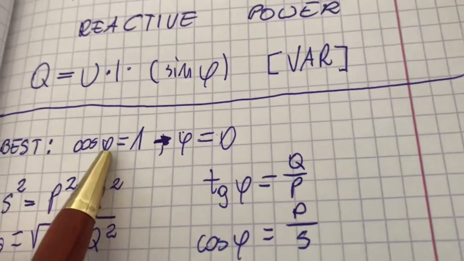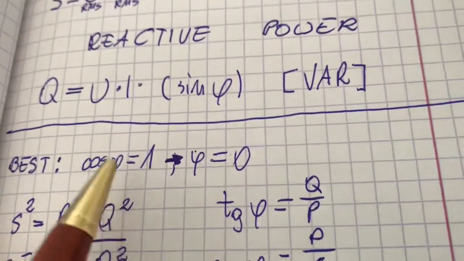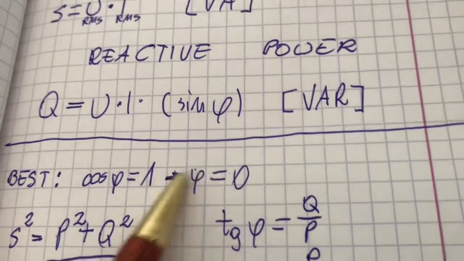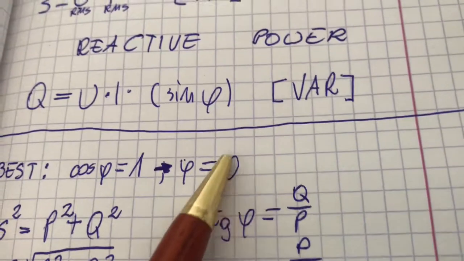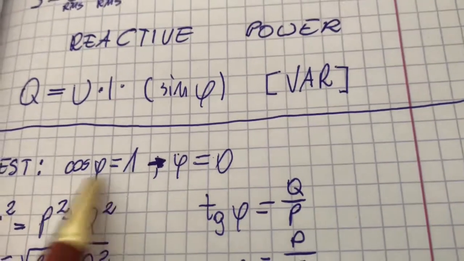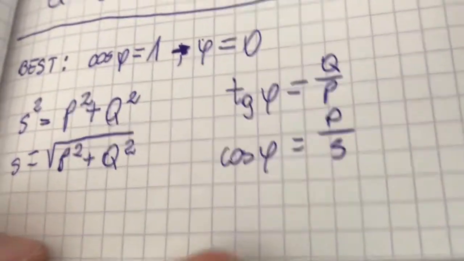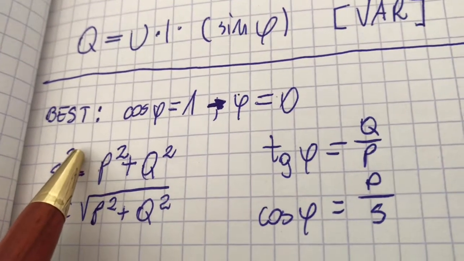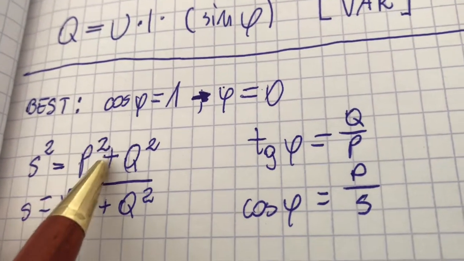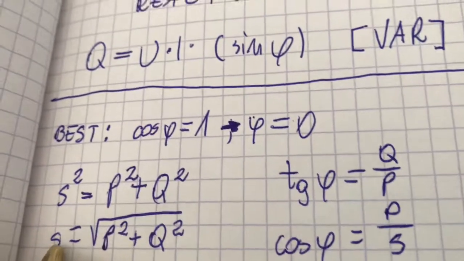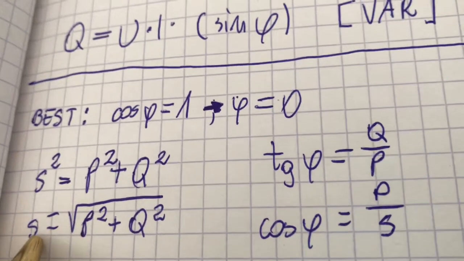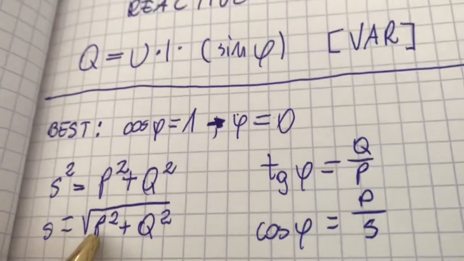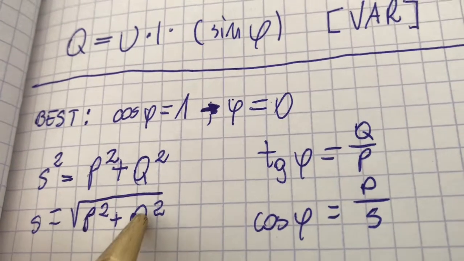As I said, the cosine of the phase shift should be equal to 1, and this is the best situation, and we'll try to make it this way. The phase shift needs to be 0 in order to have the cosine of the phase shift equal 1. Then we have some other relationships between those different types of powers. For example, the square of apparent power is equal to the active power squared plus reactive power squared. Another formula is apparent power equals the square root of active power squared plus reactive power squared.